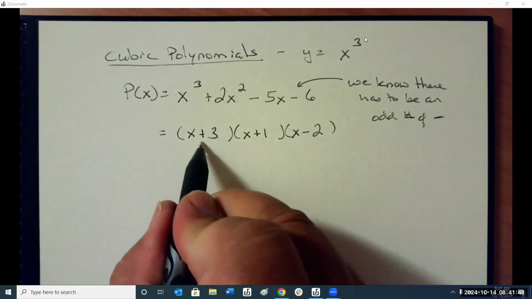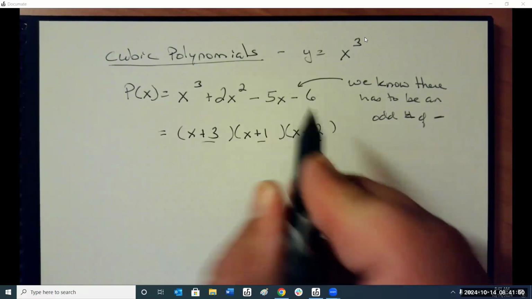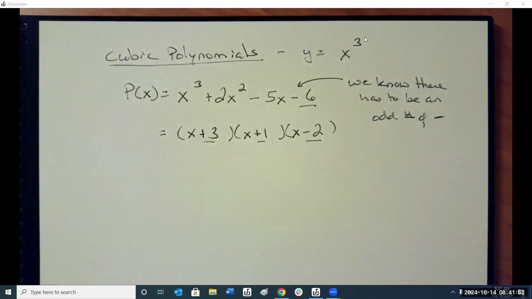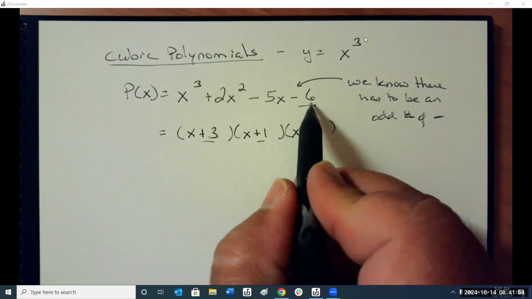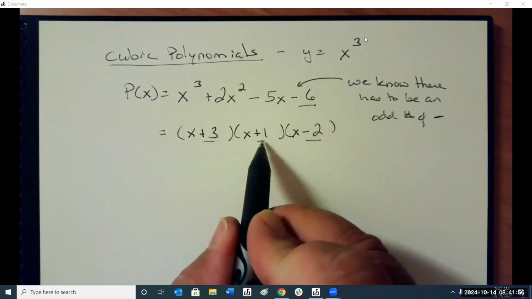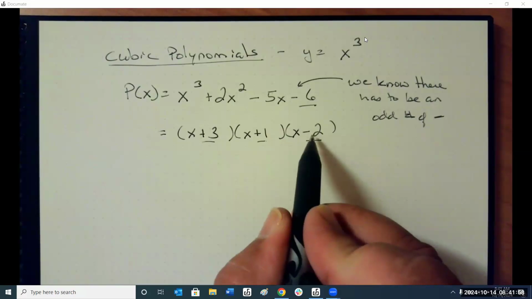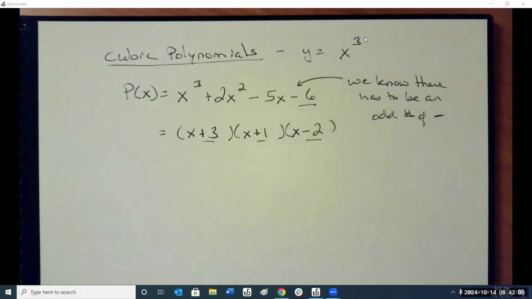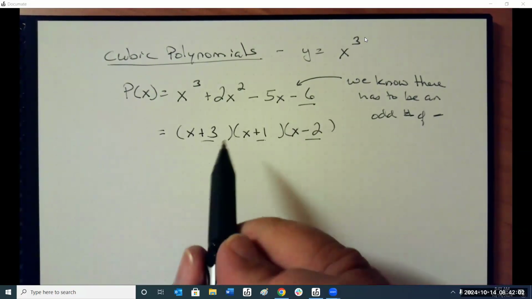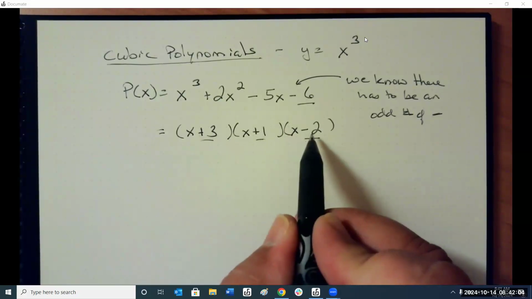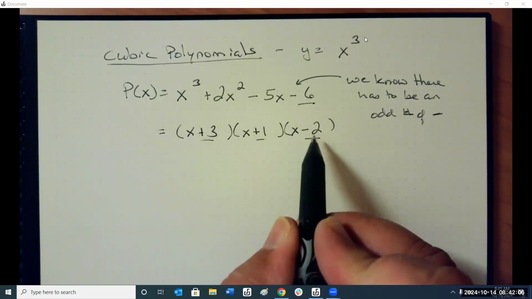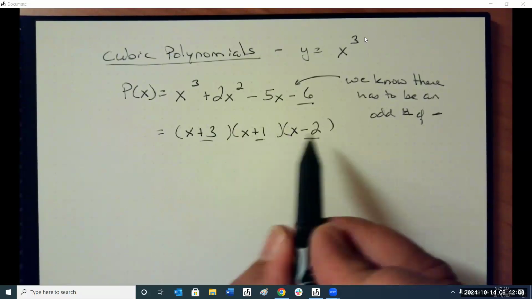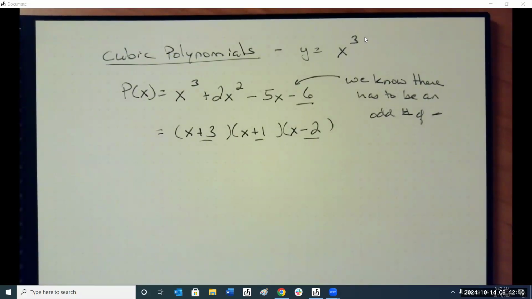We want to look at the last numbers here, because if we multiply those, that's where we get the last term. 3 times 1 is 3, times -2 is -6. So it's either if all three of them are negative, or if they're positive, positive, negative. That's just a side note.